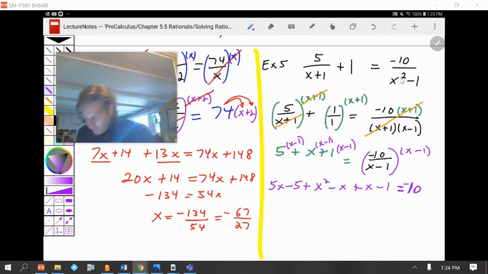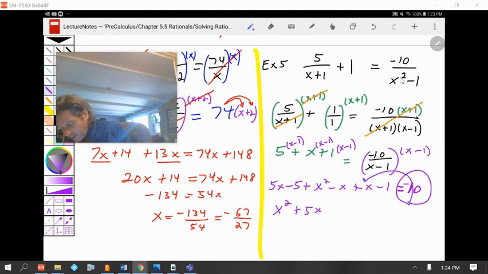Take a breath. So I have x squared. 5x minus x plus x is plus 5x. And then I have a negative 5 and negative 1, which makes negative 6. But then you're going to add this negative 10 to the other side. So what's 10 minus 6? 10 minus 6 is 4. Almost like I set this one up perfectly, right?